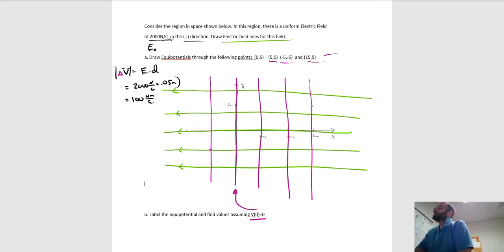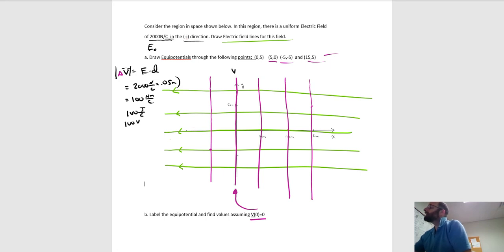So this 100 Newton meters per coulomb, another way to write that would be 100 joules per coulomb. That's what the units of potential are. A joule per coulomb has its own special name. It's 100 volts. So now we can actually calculate values here for all of these different potentials.